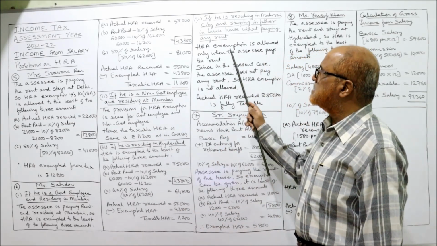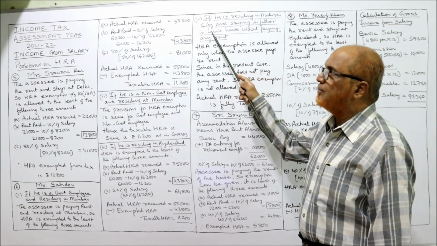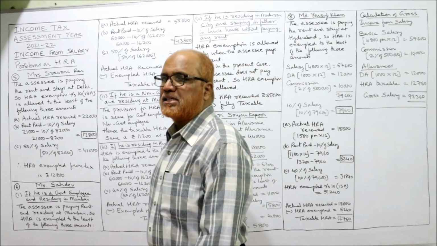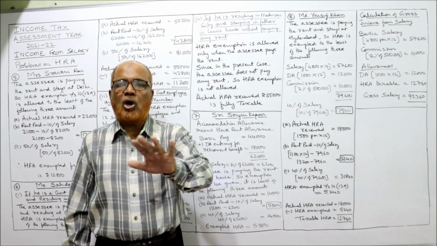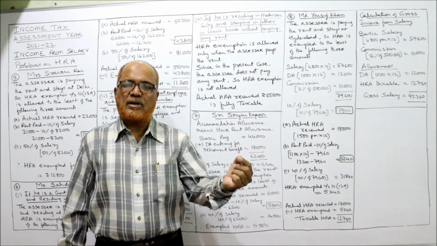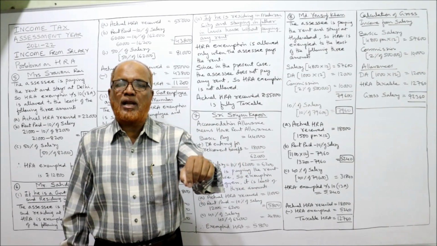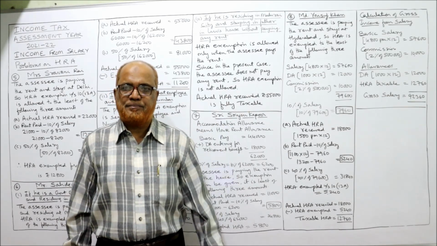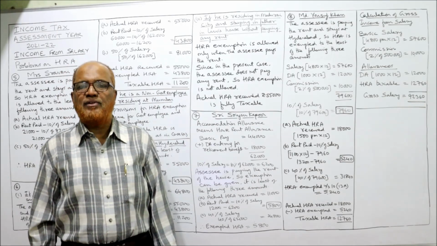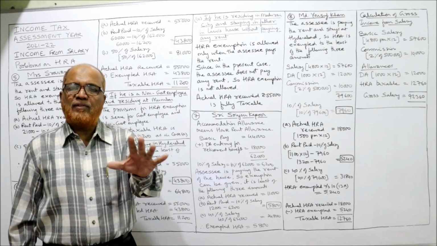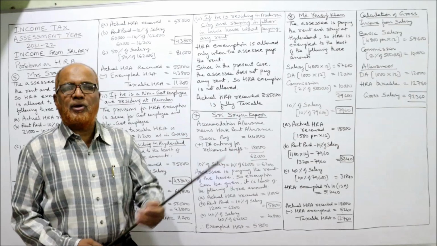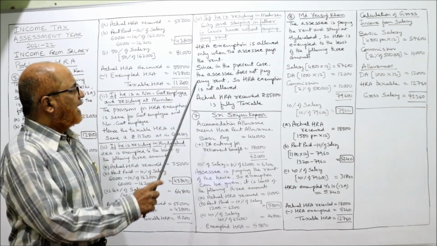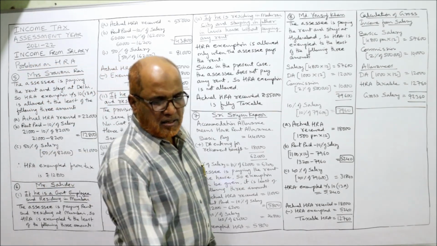Now the fourth, last case: if he is residing in Madurai city and staying in his father-in-law's house without paying any rent. In the fourth case, he is not paying any rent, so the Income Tax Act says no HRA exemption will be allowed. Actual HRA received is fully taxable. What is the actual HRA received? 55,000. The complete 55,000 is taxable HRA because he is not paying any rent. That's it. This is the end of problem number 6. Now problem number 7.